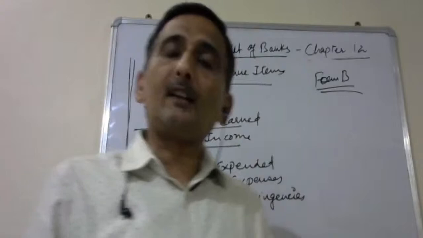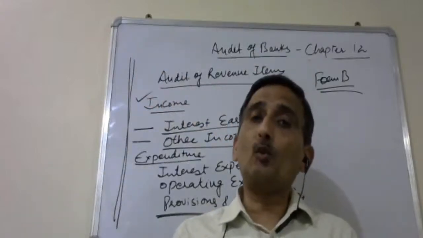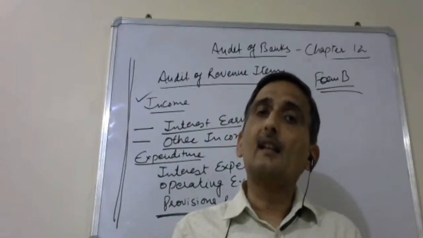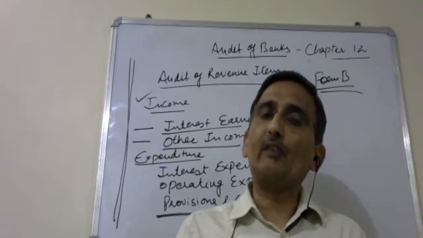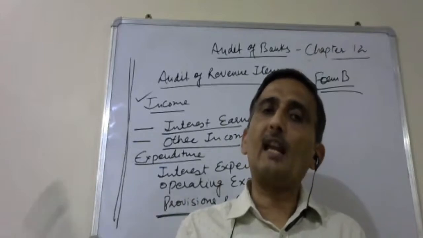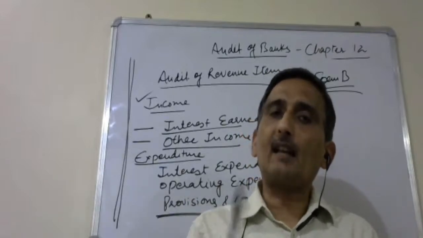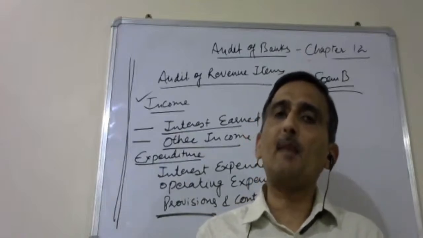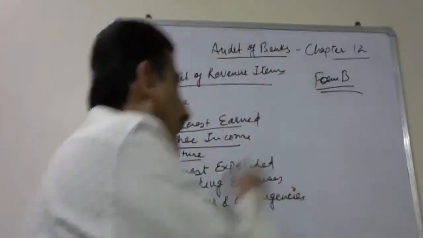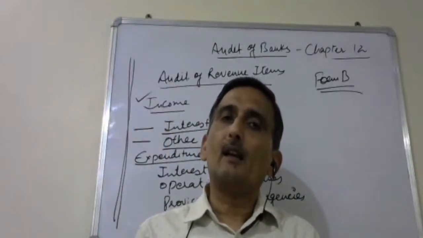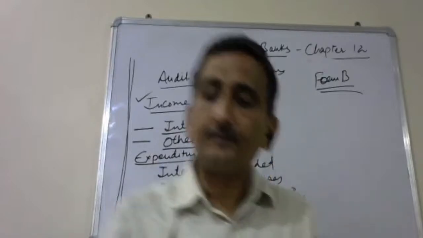Similarly, in respect of NPAs, he would have to ensure that all the provisions which we had read about are made: in case of substandard assets, it is 15%; in case of doubtful assets, it is 25, 40, 100; in case of loss assets, 100%. Whether this has been done correctly in accordance with the RBI guidelines matters, because again these are going to impact the profits of the bank. Okay.